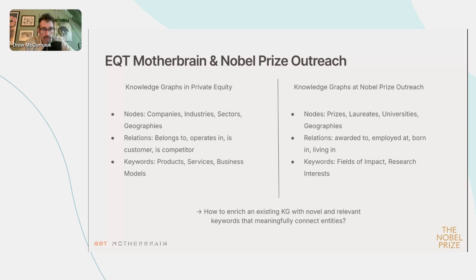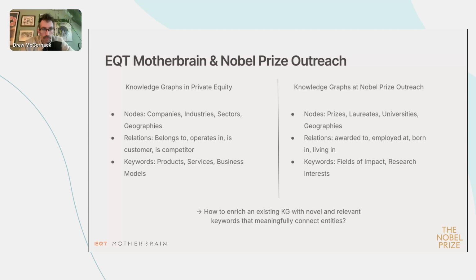So in private equity, when we think about knowledge graphs, we think about companies, industries, geographies, people. We think about relationships in terms of what industry does this company belong in, what industry does it operate in, what company is a customer to another company, etc. And we also have this concept of keywords. So what products does this company sell? What are their services? What is the business model? Is it business to business, business to consumer, whatever?